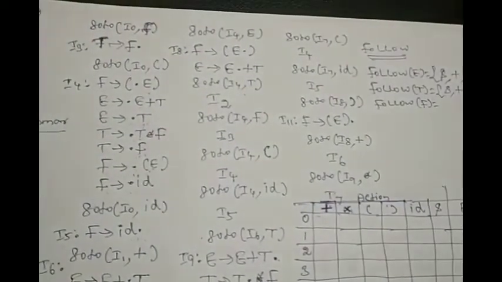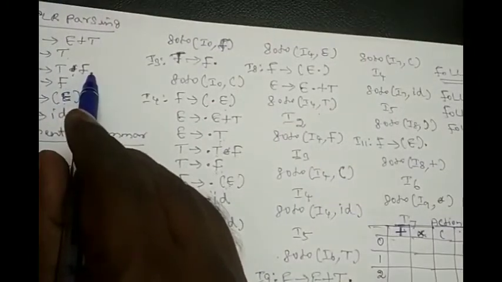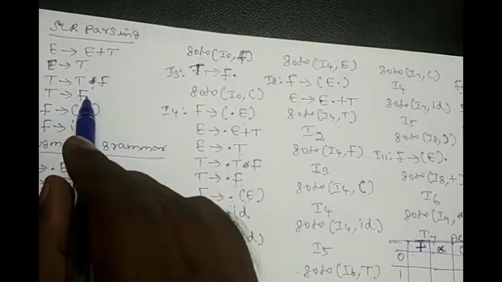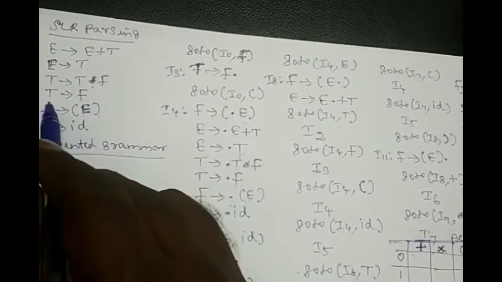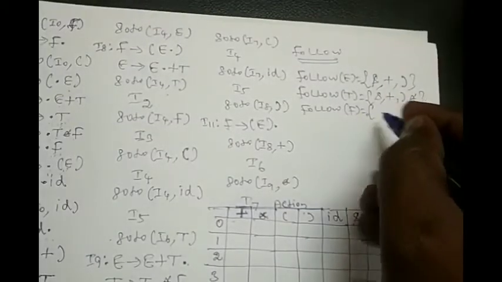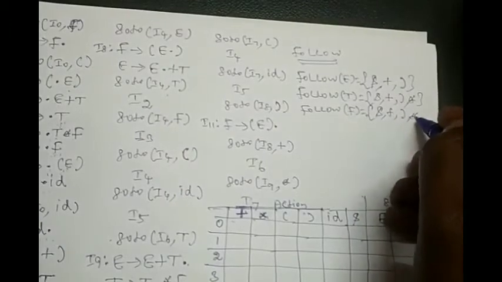Now the last one is follow of F here. So follow of F, we can say that F is not followed by anything. So when you take up these two productions, F is not getting followed by anything here. So follow of T is follow of F. So follow of T is dollar plus close brackets and star here. So this is called follow of F.